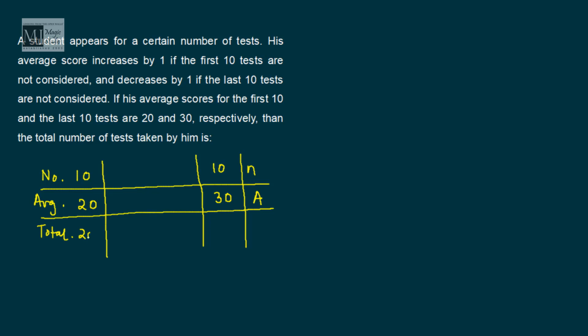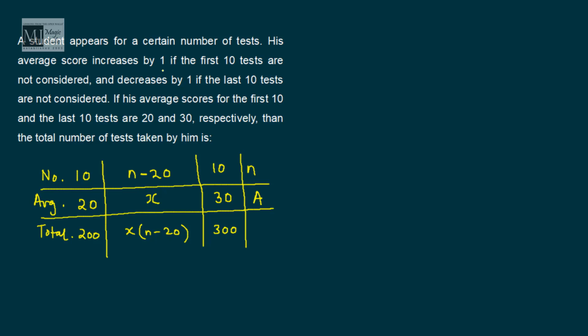So the total for the first 10 tests would be 200 and the total for the last 10 tests is 300. Now since there are n tests, can I say the remaining are n minus 20 tests? And let the average of the remaining be x. Then what is the total here? x into n minus 20. Great. Now we'll go back again and try to frame equations.